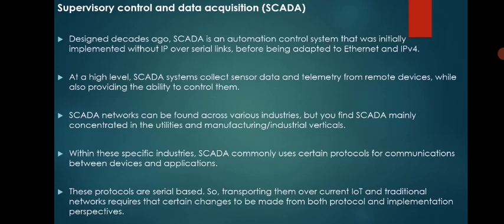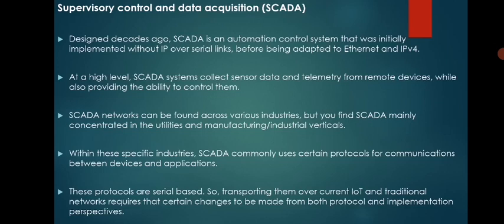SCADA is an automation control system that was initially implemented without IP, over serial links, before being adopted to Ethernet and IPv4. By this point, the basic characteristics of SCADA are exposed. One thing is that SCADA originally works over serial data communication. Remember this. Later we deployed SCADA for IP based networks, like IPv4 which we are using here. The latest version may support IPv6 also, but in our discussion we will cover IPv4 and Ethernet. So this is some basic information regarding SCADA.